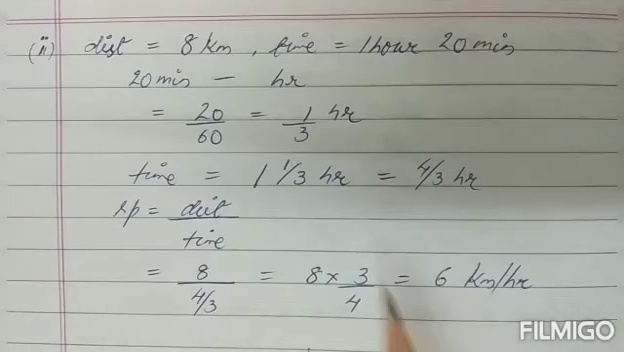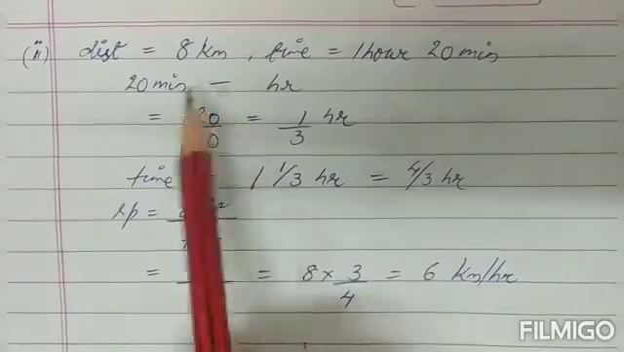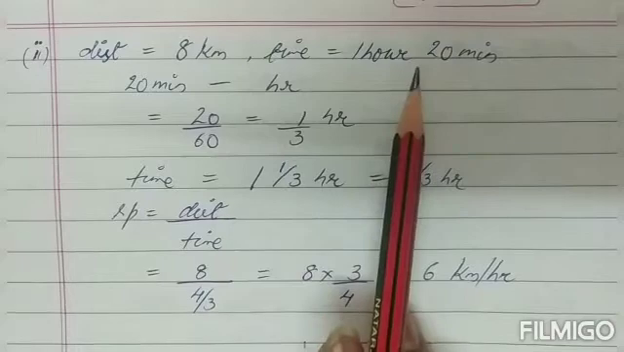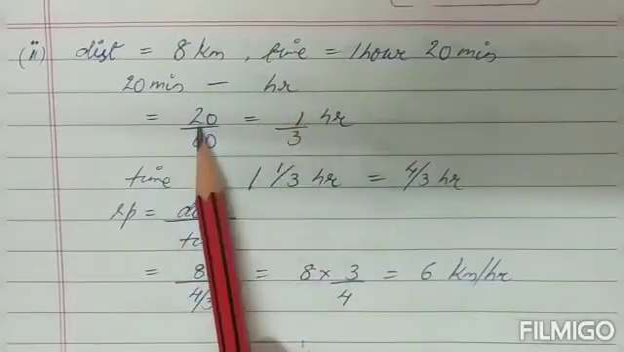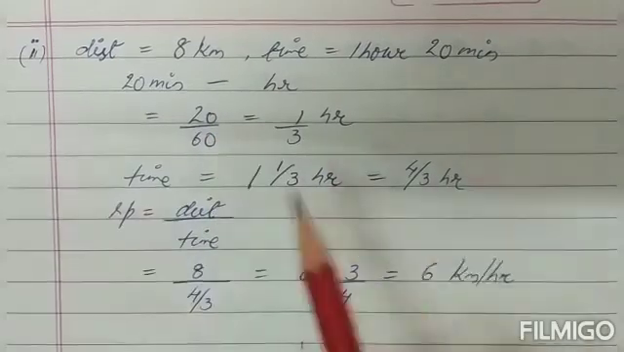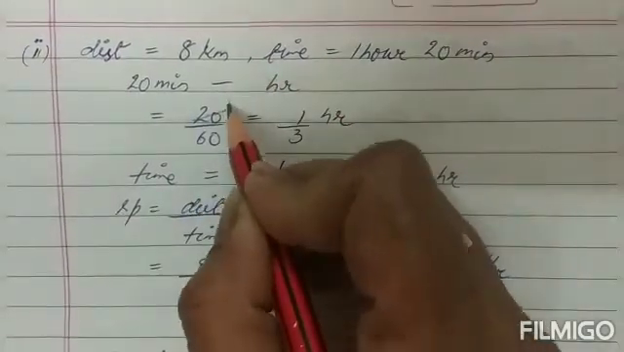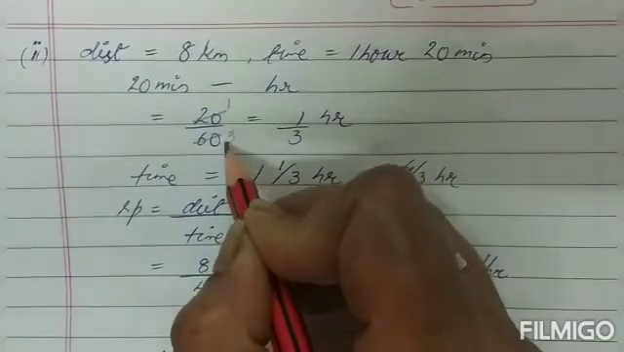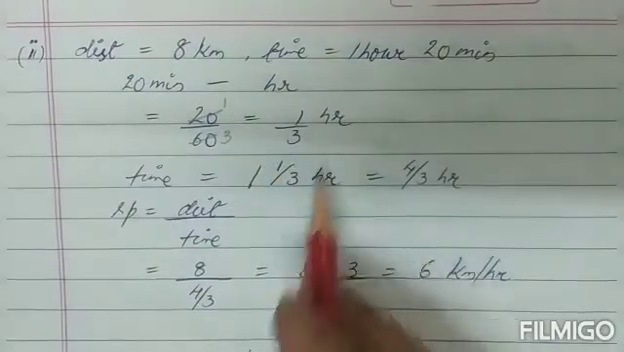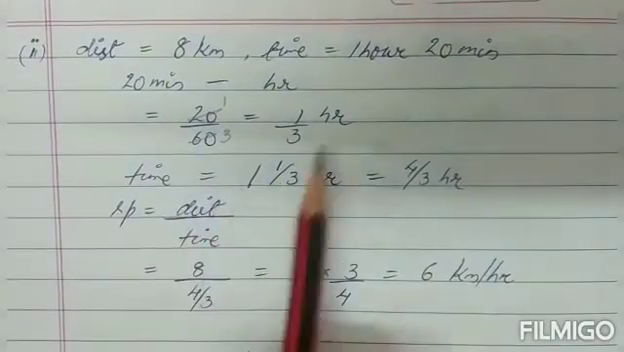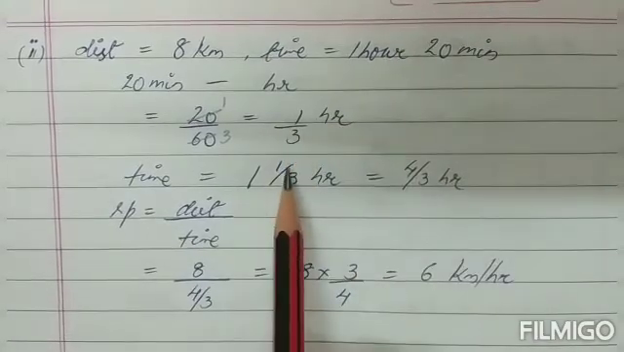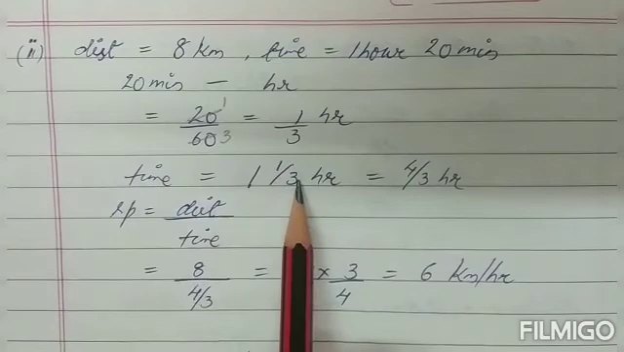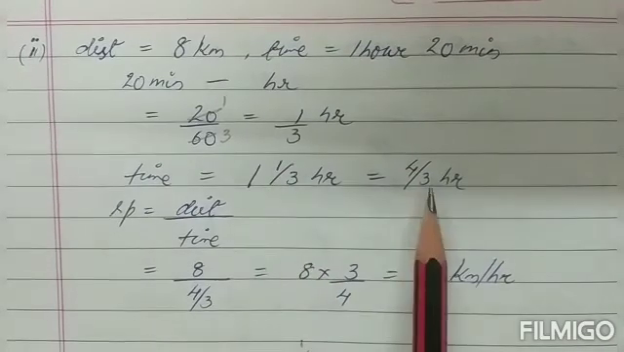Now the next way I am explaining you in this part, children. Distance is 8, time is 1 hour 20 minutes. Now in order to change 20 minutes into hours, children, we divide the minutes by 60. And then you can reduce it directly, 20 ones and 3s. So it is 1 upon 3 hours. Time is 1 hour was already there, children, and 20 minutes is 1 upon 3. So 1 whole 1 upon 3, which when you convert it into the improper fraction, it comes as 4 upon 3 hours.